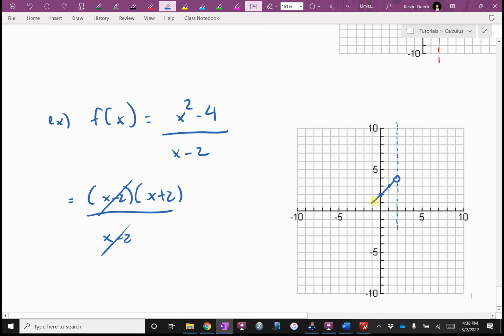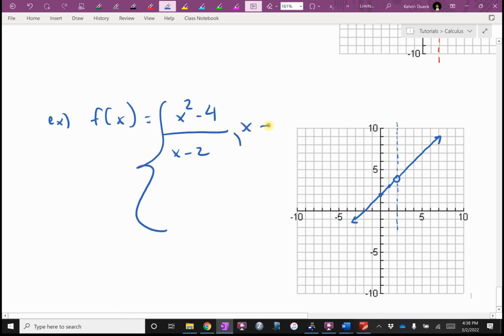As a graph, this would look like that. How could I remove this discontinuity? I could turn this into a piecewise function. I could say, oh, also, when x is not equal to 2, and how high does it want to be? There, I've removed the discontinuity by making it a piecewise function and saying that can get colored in.